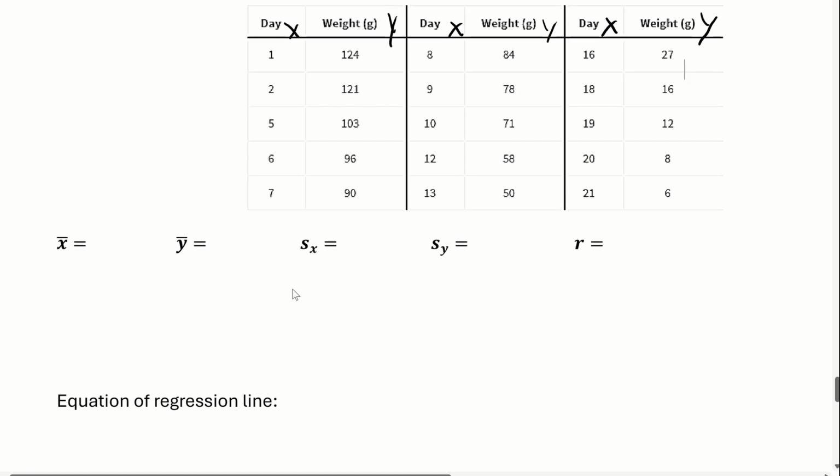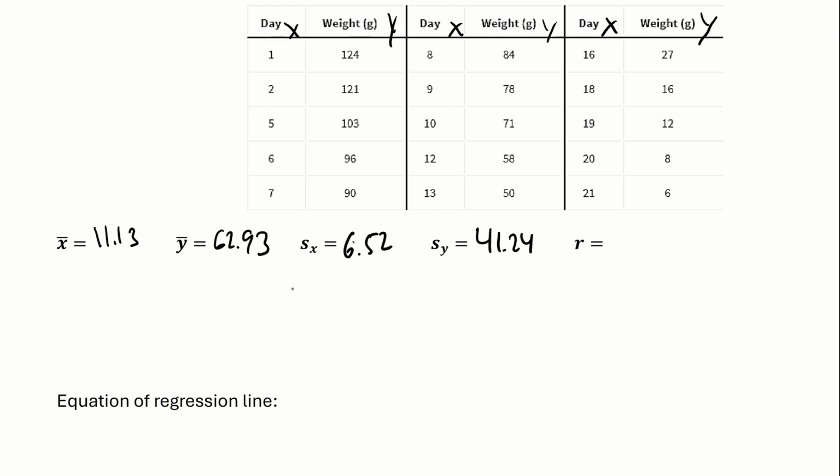All right. So if you average the X values, you get 11.13. Again, highly suggest doing this on Excel or some kind of software to help you calculate X bar, Y bar, unless you have a scientific calculator. Y bar is 62.93, sx is 6.52, sy is 41.24, and r is negative 0.998. Again, all those on the calculator.